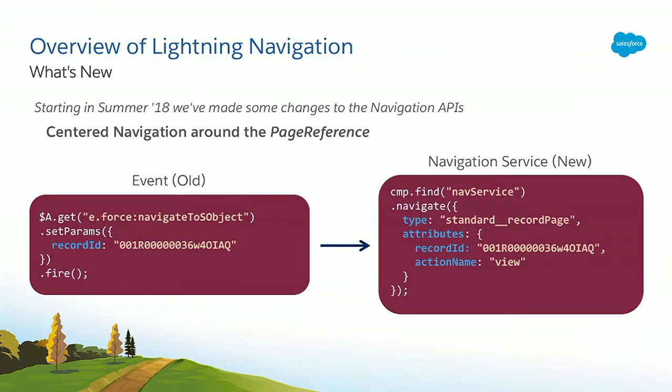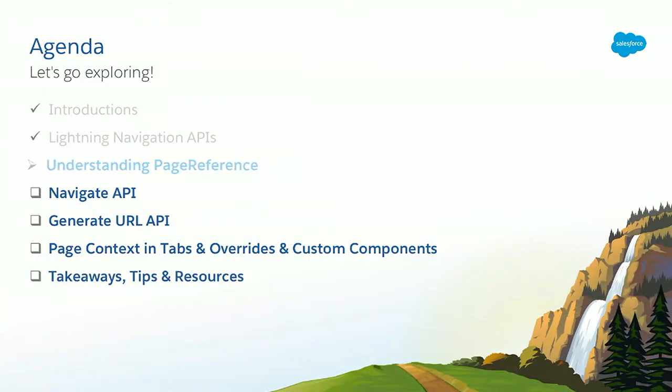And in this case, I am setting a standard record page reference with the record ID as the same. But in this case, we've added a new attribute called actionName. This will allow you to drill down into a particular action. So there's view, there's edit. There might be others depending on the page reference.